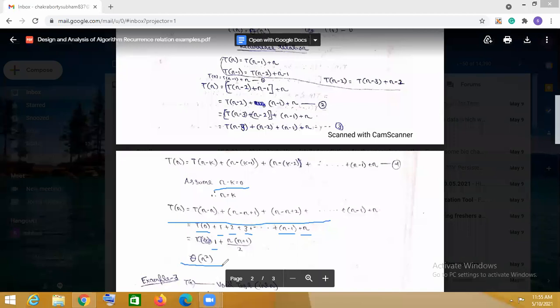Okay, so is it clear how we can solve the recurrence relation through the substitution method? Yes, sir. Or does anyone have any question?